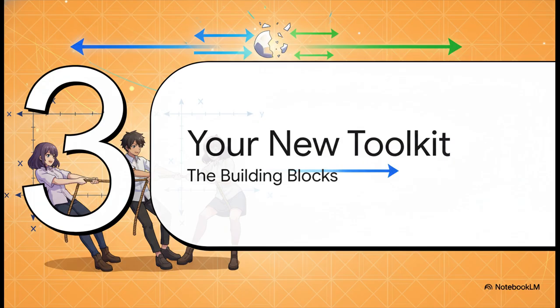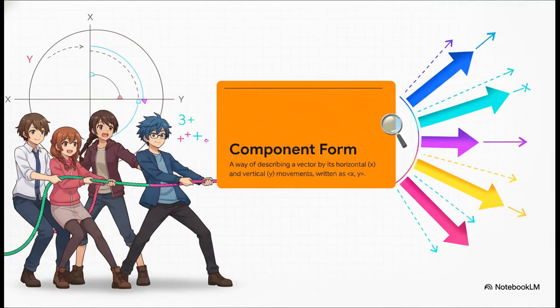Okay, so to use this method, we just need a couple of simple tools. So let's build out our toolkit right now. First thing you need to know is something called component form. And don't let the name scare you, it's super simple. It's just a way of describing any vector with two numbers: how much it moves sideways, that's x, and how much it moves up or down, that's y.